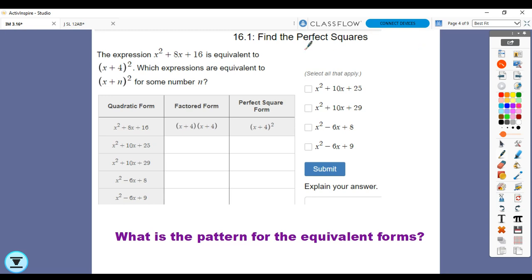Okay, perfect squares can be rewritten if we factor. x squared plus 8x plus 16, we get x plus 4, x plus 4, which means I could simplify it into x plus 4 squared because there's two of the same thing. So let's try and factor the rest of these to see if any of them are factorable or can be written in perfect square form.